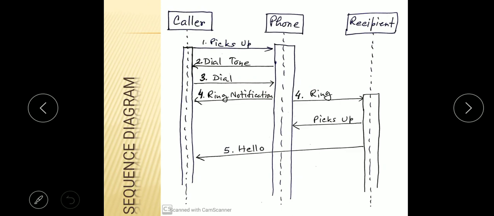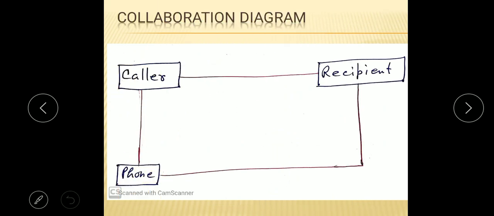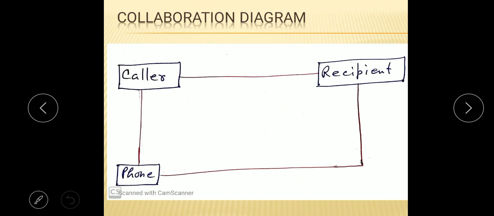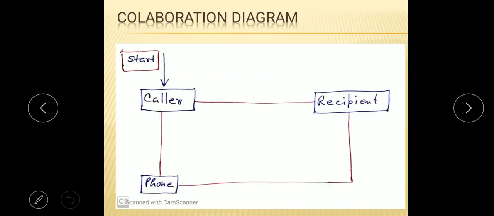Next, just check the same example of the sequence diagram that we have discussed here. It will be 5 and then it will be 6, as we have seen. So here caller, phone and recipient, those three objects. See here the number sequence, it is the main thing for the sequence diagram. Now if we convert this into the collaboration diagram, just check, in the previous sequence diagram there were caller, phone and recipient, so three objects were there. Now we will draw three objects by three rectangles. After that we have to check the starting point.